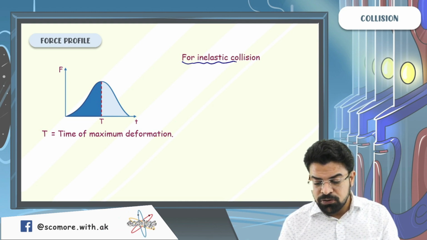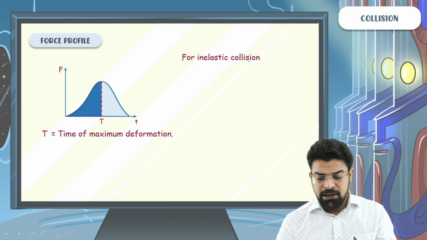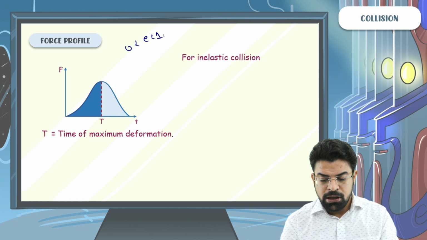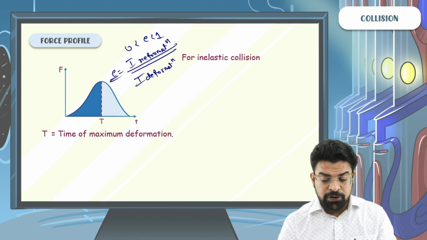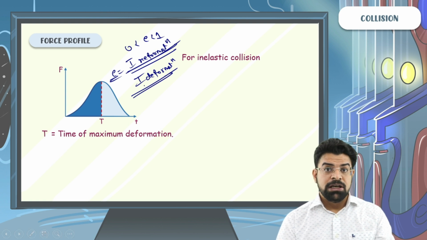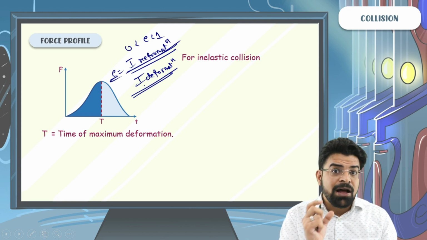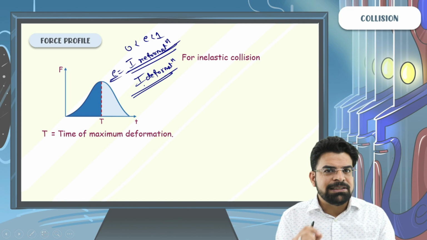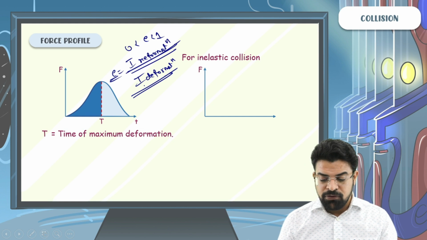For inelastic collision, what does the graph look like? For inelastic collision, we know that e lies between 0 and 1. So e, which can also be written as impulse of reformation upon impulse of deformation. Since e is less than 1, we know that impulse of reformation is less than the impulse of deformation. As the impulse of reformation is less than the impulse of deformation, the area under the graph during the reformation part is less than the area under the graph during the deformation part. So for inelastic collision, the graph looks something like this.